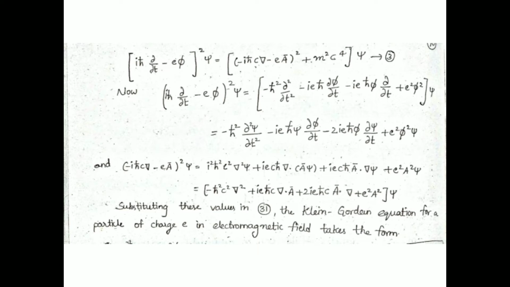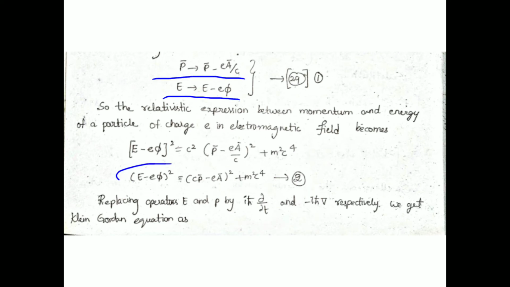So here we can see the substitution. This is the main equation. On both sides we need to take the xi function, here xi, here xi, and E has to be replaced with i h-cut ∂/∂t, and p with minus i h-cut del. In this second equation, if we replace, we would have this equation.